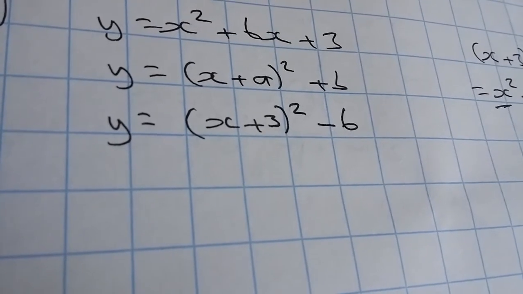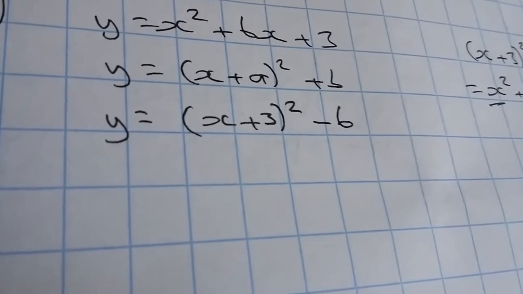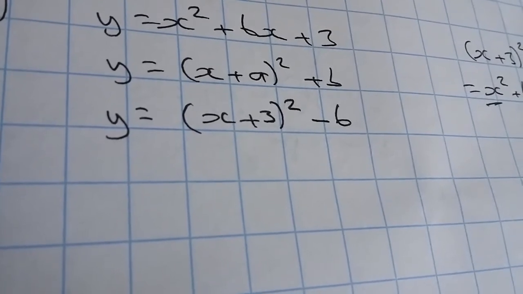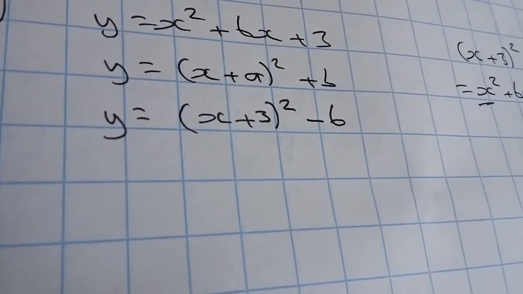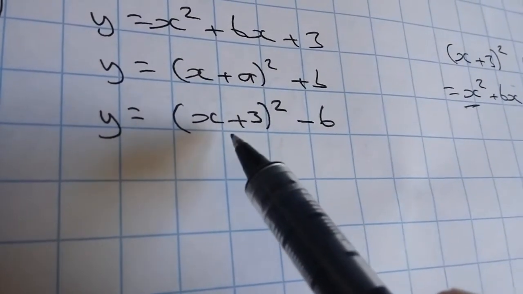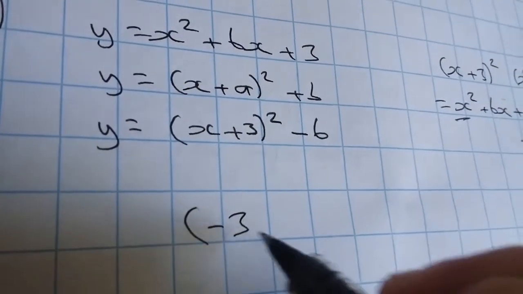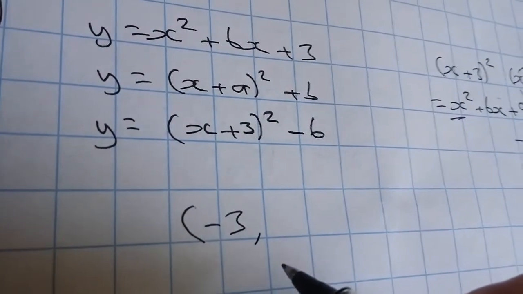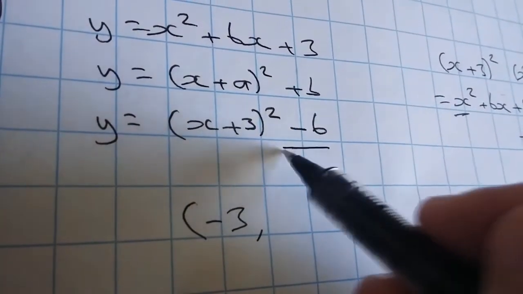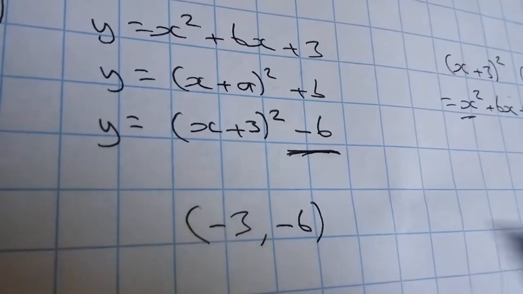If we refer back to the PowerPoint slide that was titled Completing the Square, we look up in Caboodle. It reminds you that the value of the x-coordinate for the turning point is the negative value of the number in the bracket. So the x value is not plus 3 but minus 3. And the y value is whatever number we have outside the bracket here. So that is the turning point. Minus 3, minus 6.